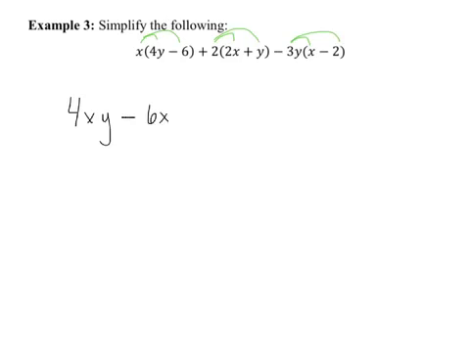Next, 2 times 2x is 4x. 2 times y is 2y. And then finally, negative 3y times x is negative 3xy. And negative 3y times negative 2 is positive 6y. Now we can see some like terms appearing.